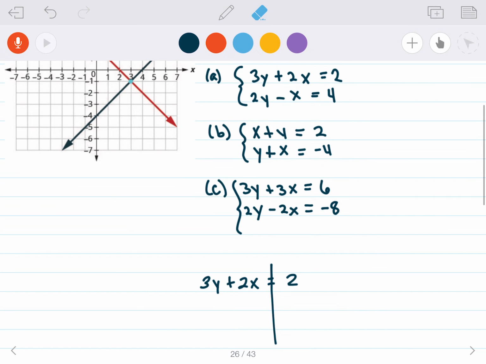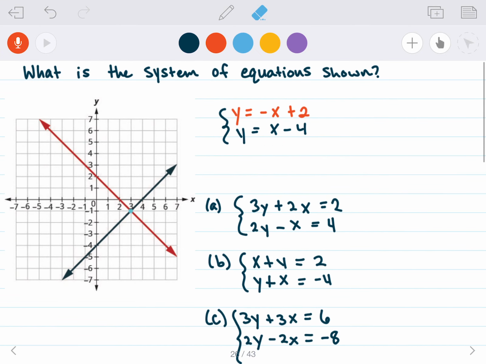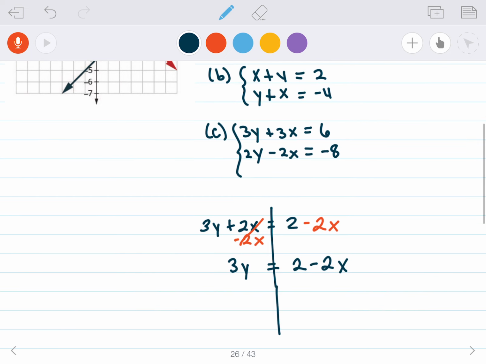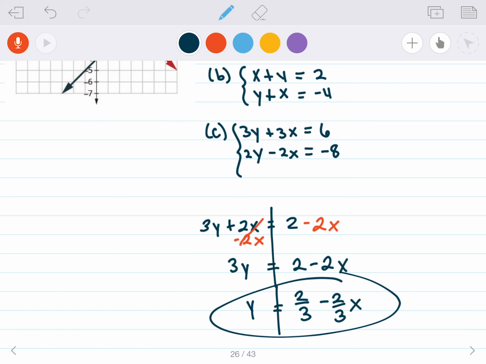So again, I'm just trying to get y by itself to see if it matches these lines that make up the system. So let's go ahead and subtract 2x from both sides to get y alone. And then I'm left with 3y on the left. On the right, I have 2 minus 2x. If I divide both sides by 3, I get y equals 2 divided by 3 minus 2 divided by 3x. All right, so this is in y equals mx plus b form.